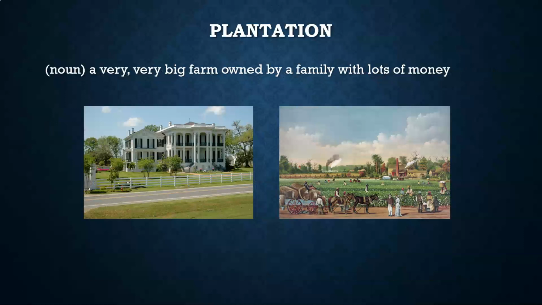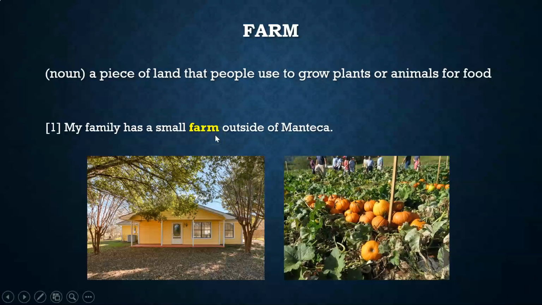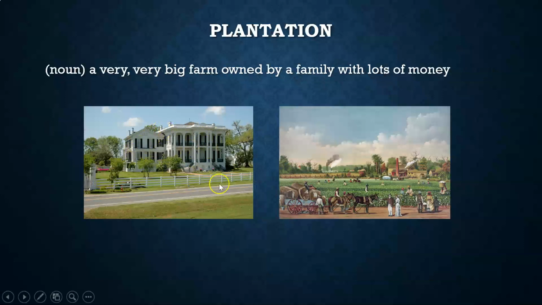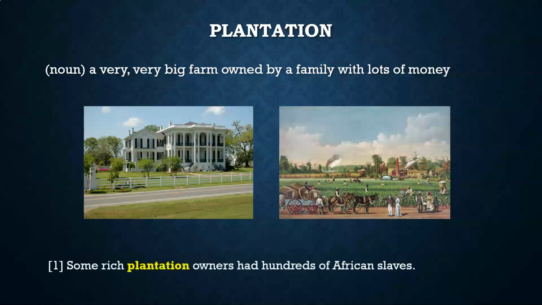Plantation is a similar word. A plantation is a very, very big farm owned by a family with lots of money. So a plantation usually had a big house like this. You can see how different it is. This is a plantation house, and then they have lots of land. They have lots of workers. This is a plantation. It's a very, very big farm. Some rich plantation owners had hundreds of African slaves.